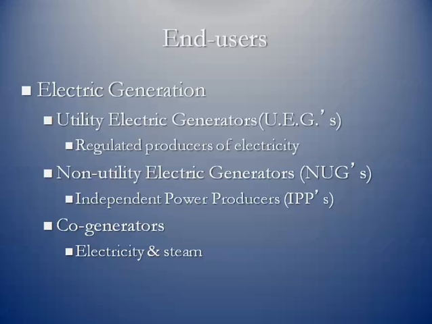And then another group is known as the co-generators. These are companies whose plants actually produce electricity and steam. Steam as an actual commercial commodity. It can be shipped by pipeline to nearby facilities such as food processing or actual crude oil refineries.